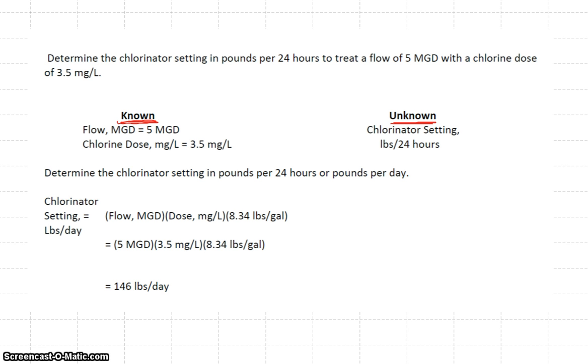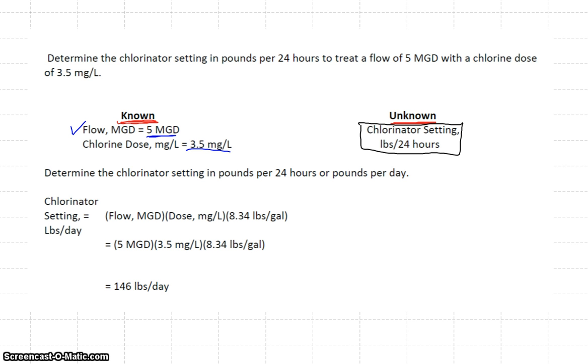Sometimes it's helpful to split them apart in order to help you to set up the equation. In our case, our knowns consist of our flow rate, which is 5 million gallons per day, and our desired chlorine dosage, which is 3.5 milligrams per liter. Our unknown, or the quantity that we're going to solve for, will be the chlorinator setting that we want to apply in pounds per 24 hours.